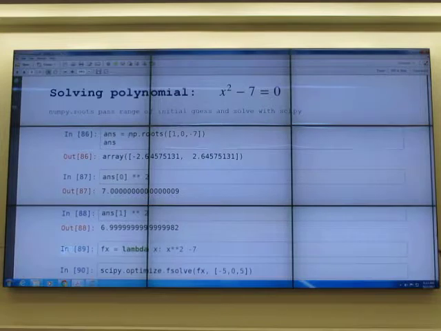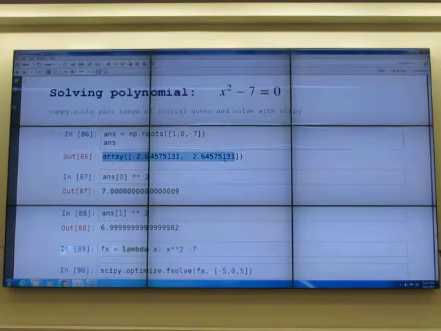I do np.roots([1, 0, -7]). So 1 is that number, 1 multiplied by x squared. 0 is 0 multiplied by x, which is 0, and you don't see it. And minus 7. So 1, 0, minus 7, those are the coefficients. Got it? So when we solve it, numpy.roots tells me that's the root.